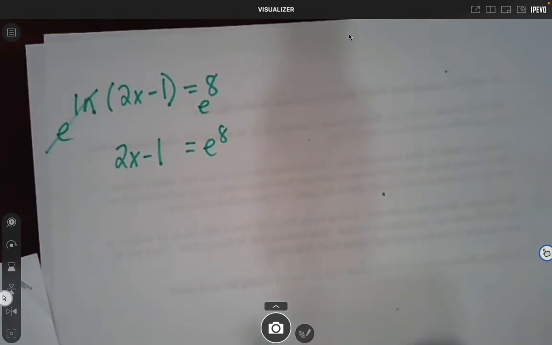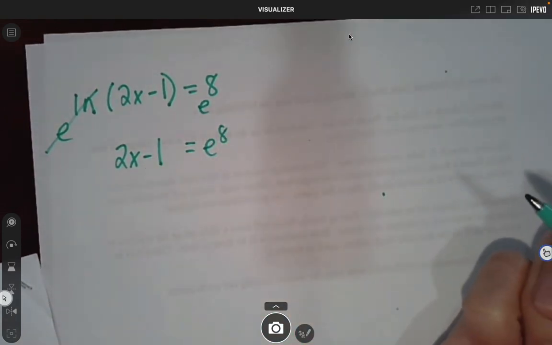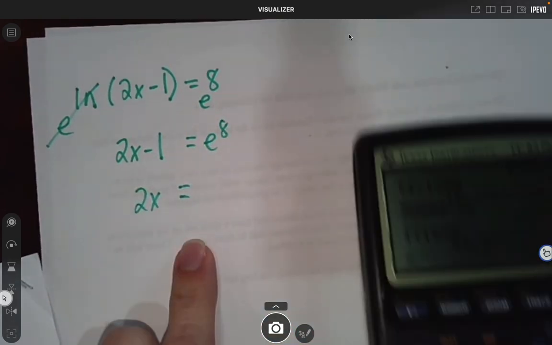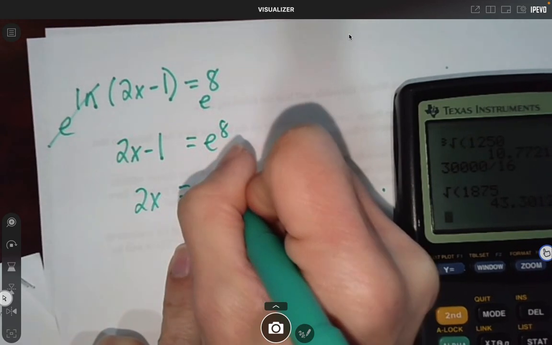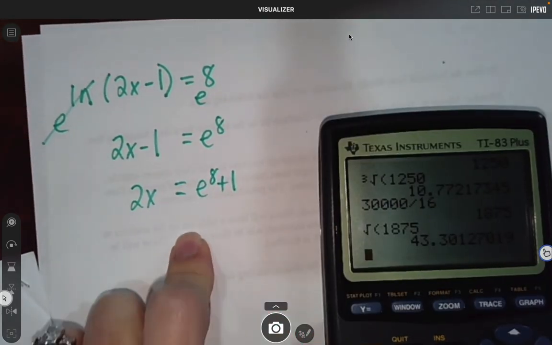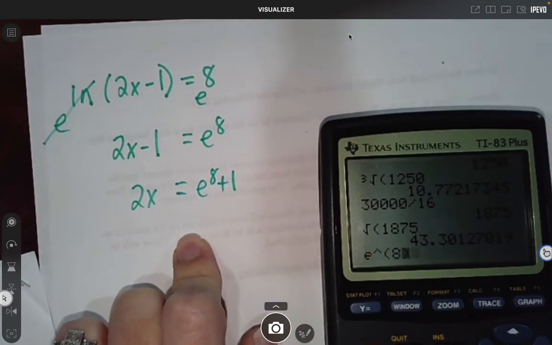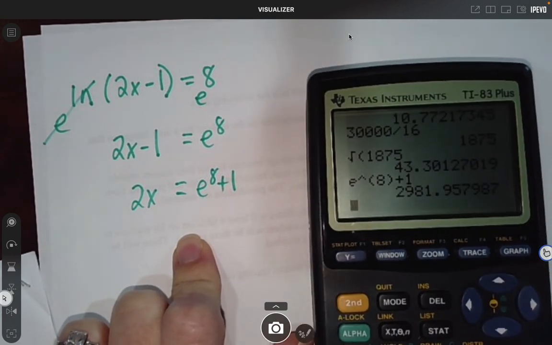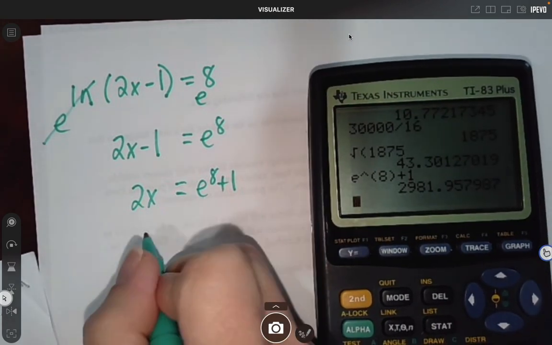What would undo the minus 1? Am I going too fast, y'all? No. So I'm going to add 1. I'm going to just type that real quick: e to the 8th plus 1. Everybody good with that? And then I've got this number in my calculator. Then I know to divide by 2.